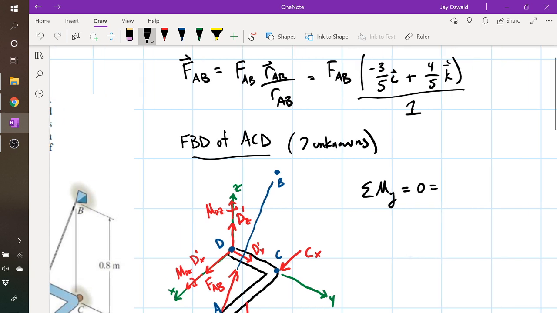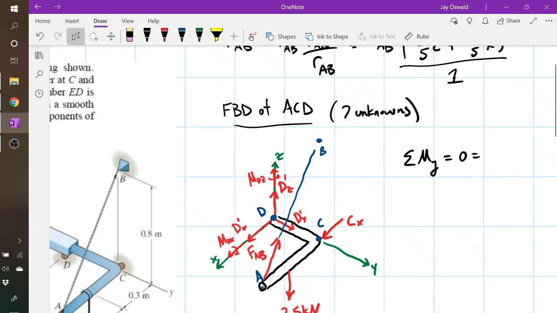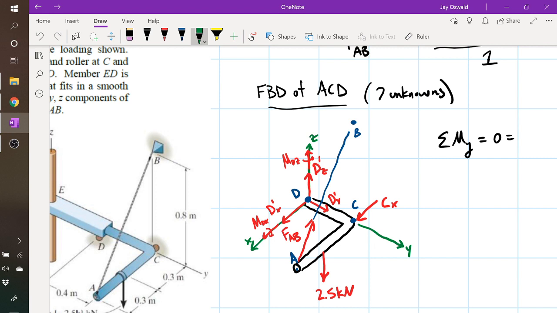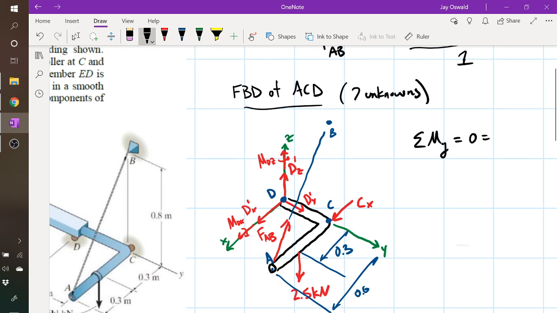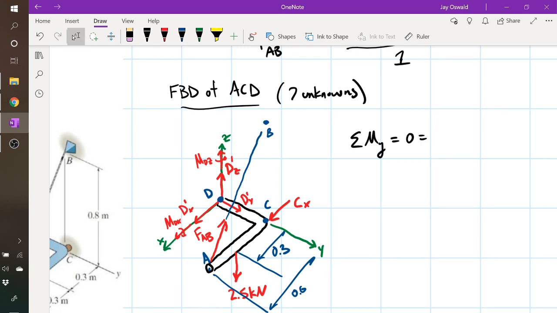So sum of moments in y is going to be equal to, okay, so now we need some distances here. Let's see, we'll do this in blue. We know that the distance from the y-axis of the 2.5 kilonewton force is 0.3 meters, and the distance of A is 0.6 meters. And so what we're going to get is the 2.5 kilonewton force positive or negative moment about the y-axis? Positive, right? So we're going to have 0.3 times 2.5.